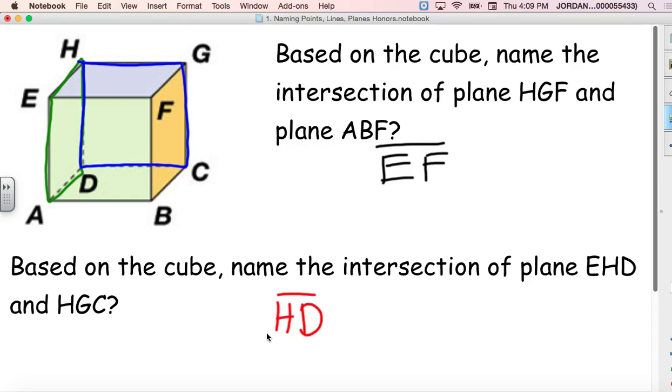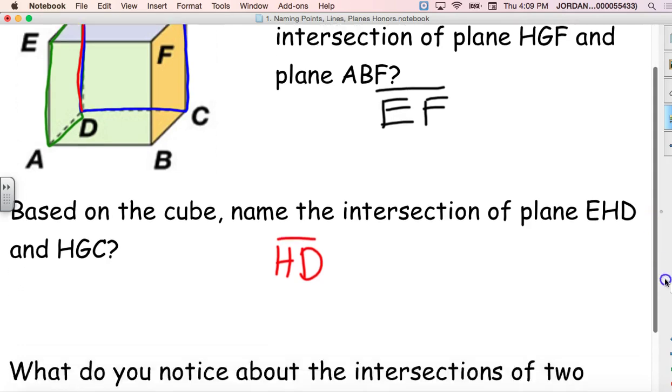Okay, you can see the plane EHD is outlined in green and plane HGC is outlined in blue. Those two planes meet right here. The green and blue lines overlap right there. So that is from H to D. So HD is the line segment that those two planes intersect at.